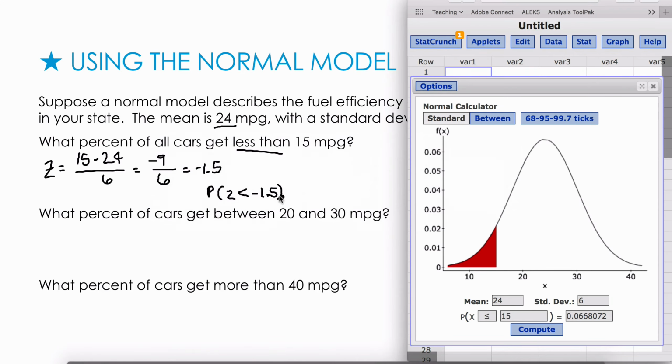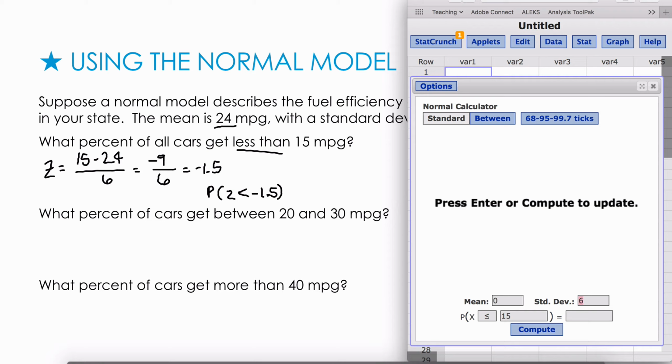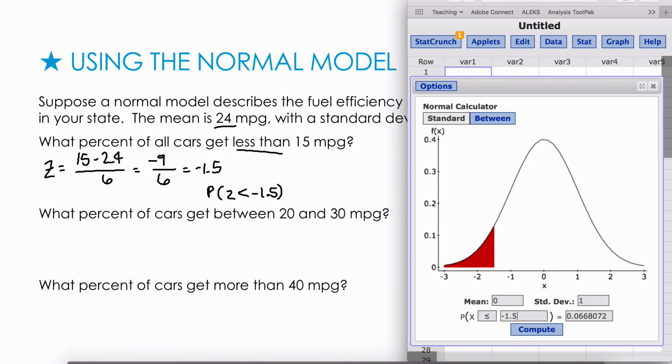So let's pop over to StatCrunch, and this is standard, 0 and 1, and it's less than negative 1.5. And notice I come up with a solution here of 0.0668. Now in a little bit we're going to go back through and check these solutions again, but that's my solution for this one. For my second one, what percent of cars get between 20 and 30?